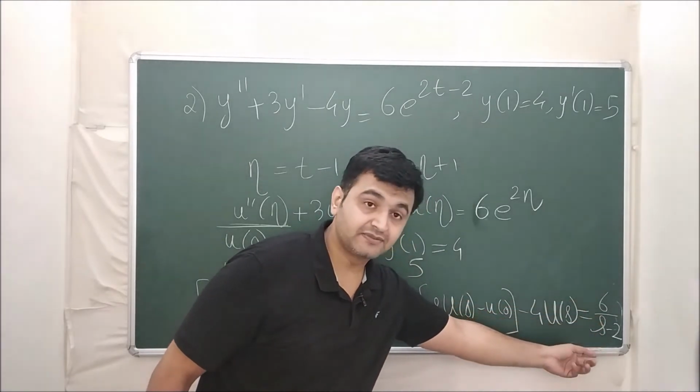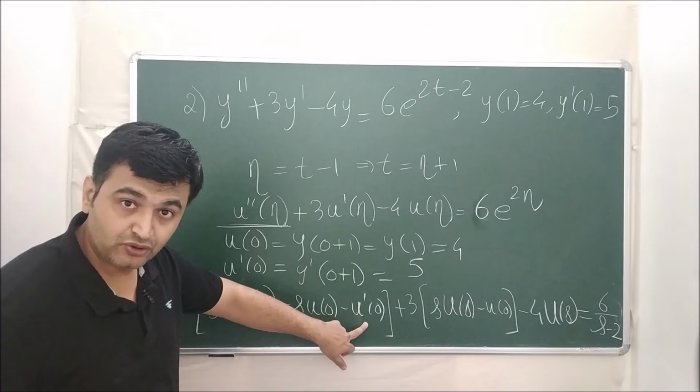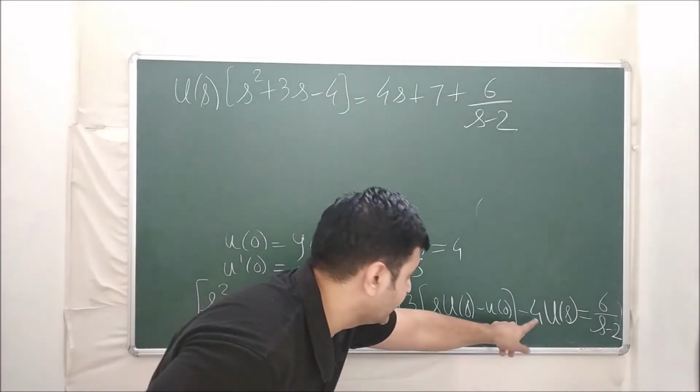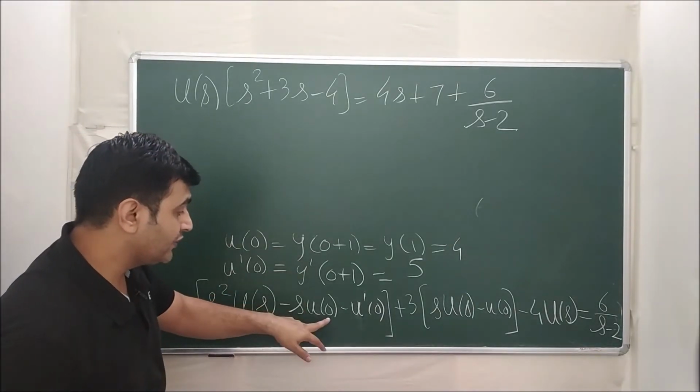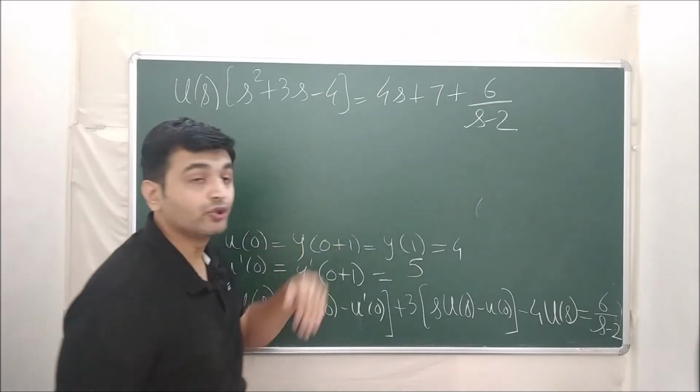It is 6 upon s minus 2. So this is what I have. Now we put the value of u of 0 and u dash of 0 over here. So what do you get is, you take out u of s common from here. So this is what I have. You put the value of u of 0 and u dash of 0 over here. You take them on the right hand side. This is what you get.